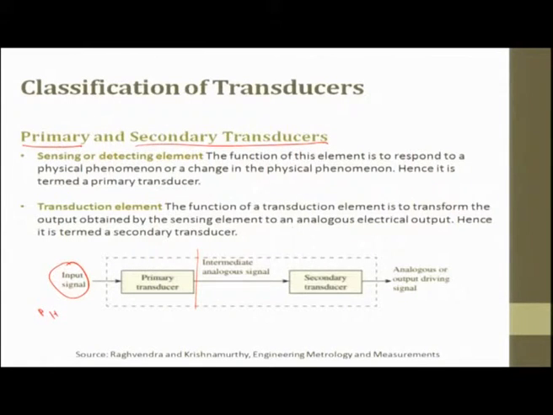So, what is a secondary transducer? Its function is to transform the output obtained by the sensing element to an analogous electrical output. Here the pH meter you have measured is digital. Now, you convert this into an analogous form and give an analogous output. That device is called the secondary transducer. So, the classification of transducers can be primary and secondary. Is it clear?